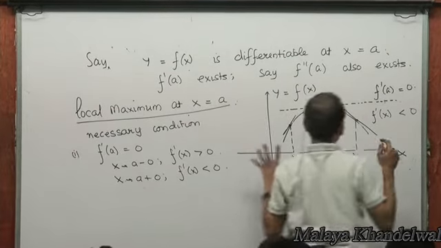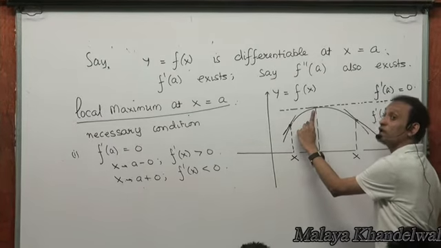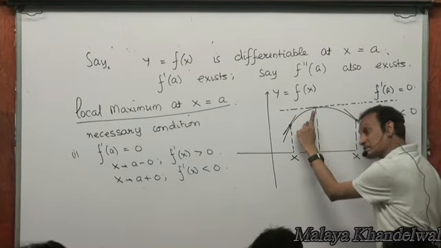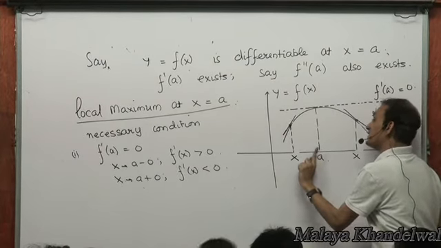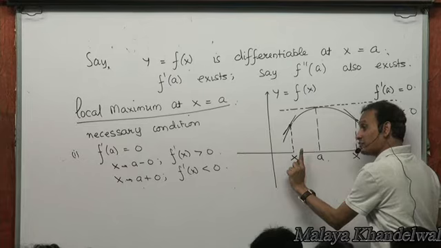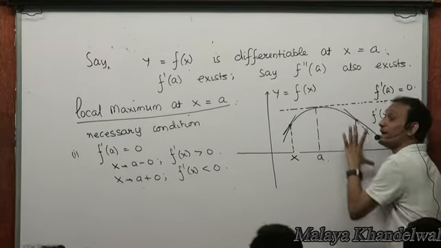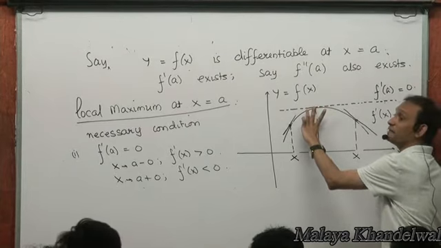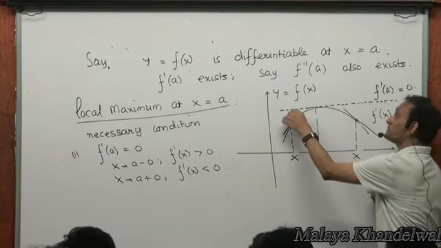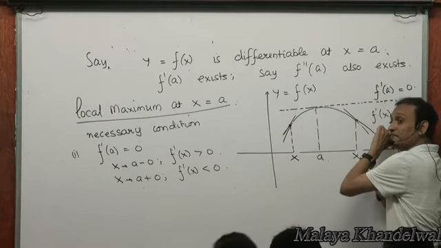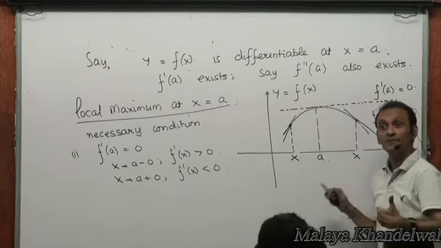So which means, if a function has a local maximum at x equal to a, then the first derivative to the immediate left of a must be positive. The first derivative to the immediate right of a must be negative. At x equal to a, it must be 0. That means the first derivative changes from positive to 0 to negative values in its passage through x equal to a. Do you understand what I'm saying?